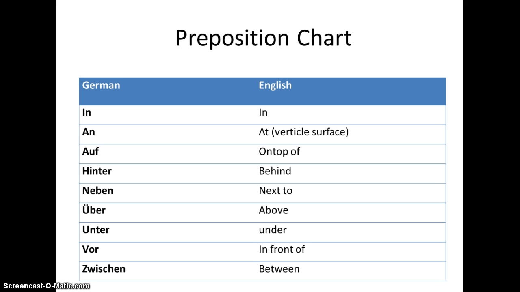Alright, here's a chart of the different prepositions. On the left-hand side are the German words, and on the right-hand side is what they mean in English. In is in. An is at, or like a vertical surface. Auf is on top of. Hinter is behind. Neben is next to. Über is above. Unter is under. Vor is in front of. And zwischen is between.